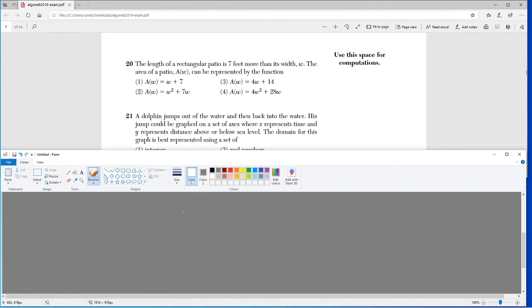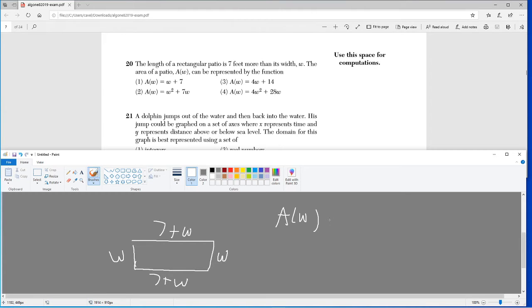The length of a rectangular patio is 7 feet more than its width w. The area of the patio, a of w, can be represented by the function. So the length of the rectangular patio is 7 more than its width. This is w, and here, 7 plus w is going to be the length. We need to do length times width for the area of a rectangle.